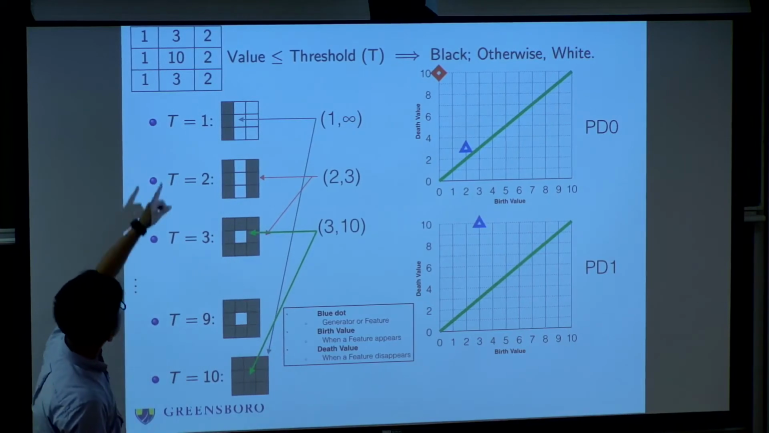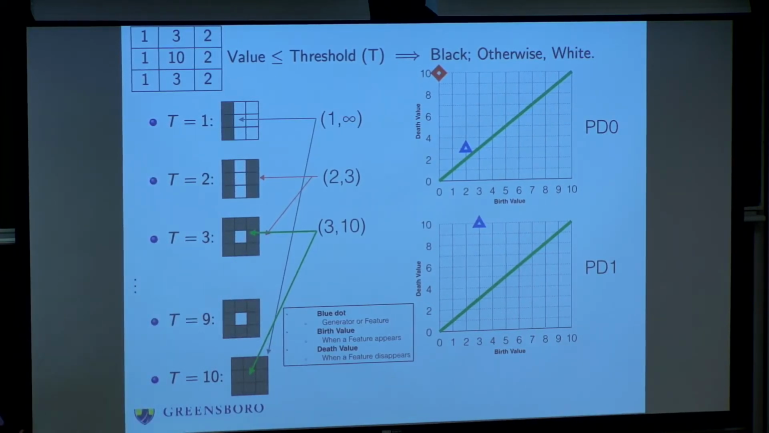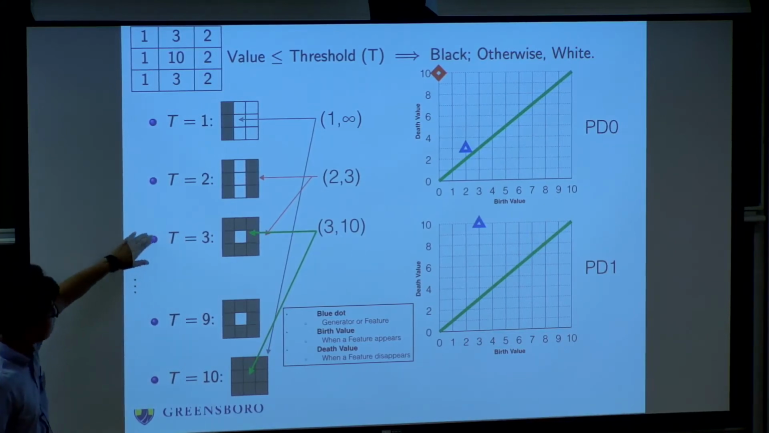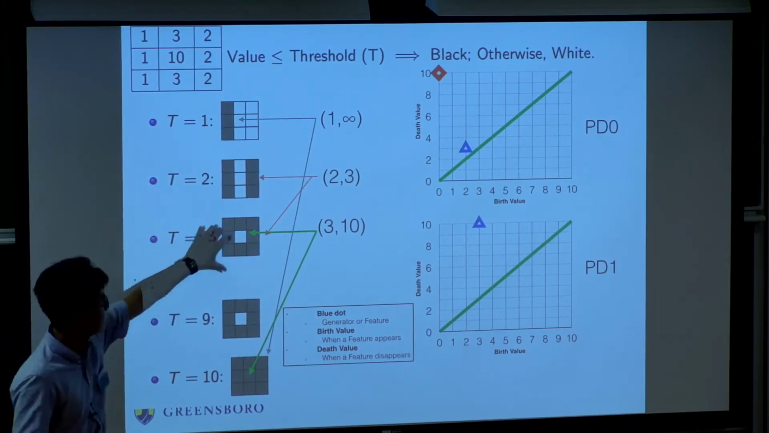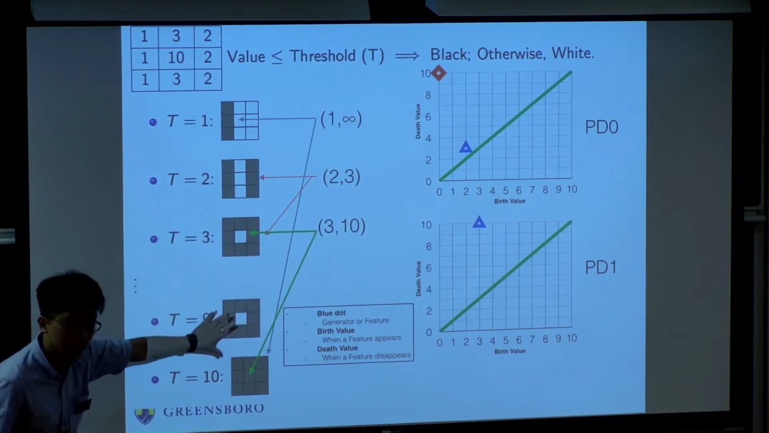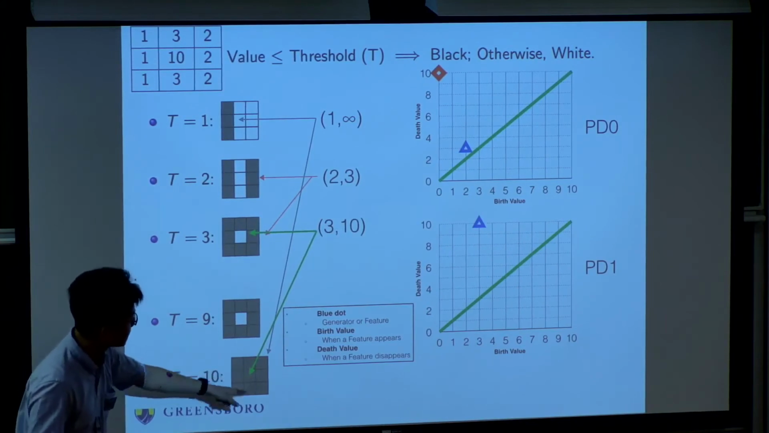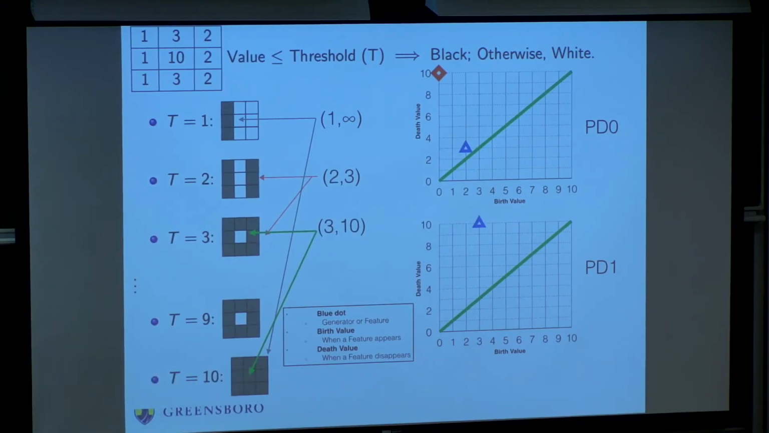And when t equals 3, you can now see it forms one connected component and also a one-dimensional hole, right? So the Betti numbers become 1, 1 at that point. And you can see from threshold value 3 to 9, this hole persists, lives for this long period of time. And when t equals 10, when you fill in the last hole, everything becomes one component, and then you stop the filtration, correct?